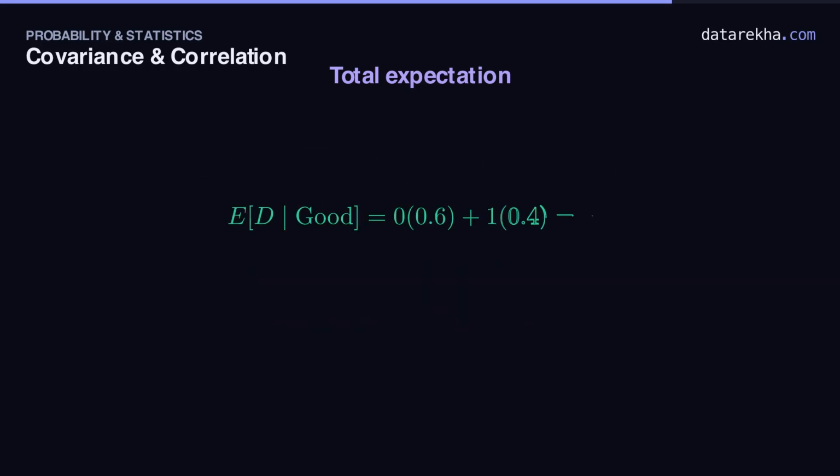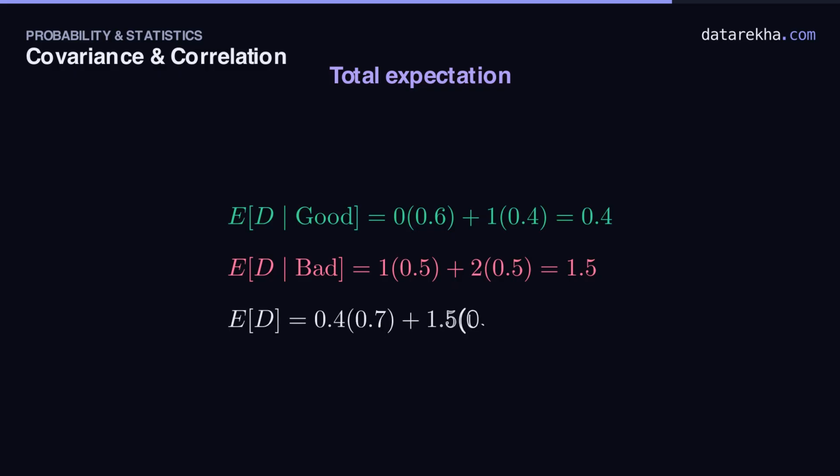Inside the good group, the expected defects are 0 times 0.6 plus 1 times 0.4, 0.4. Inside the bad group, 1 and 2 each with 1/2 average to 1.5. Now weight the two group means by how often each day occurs. 0.4 times 0.7 plus 1.5 times 0.3. That's 0.28 plus 0.45, giving 0.73 defects on an average day.